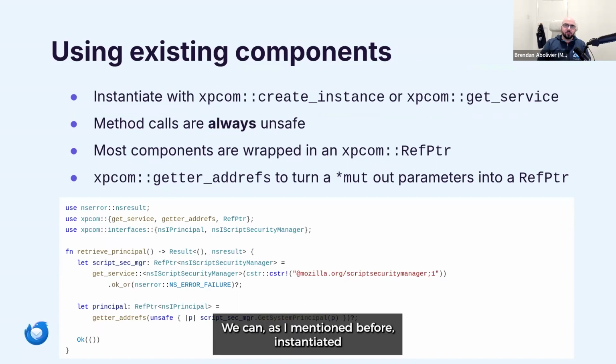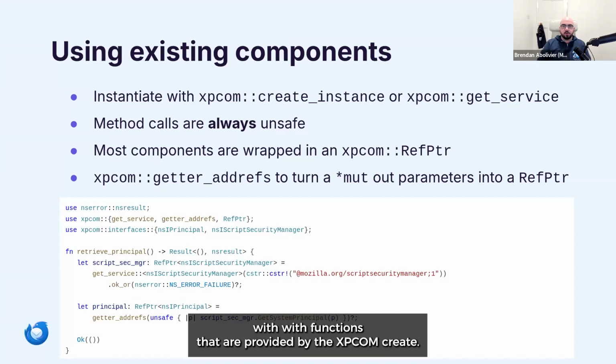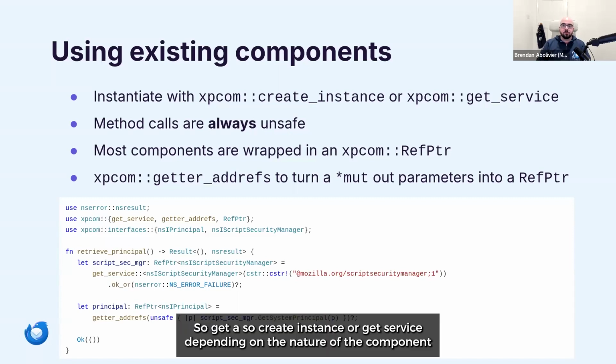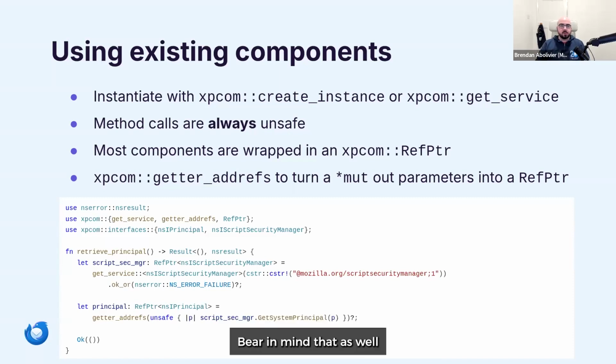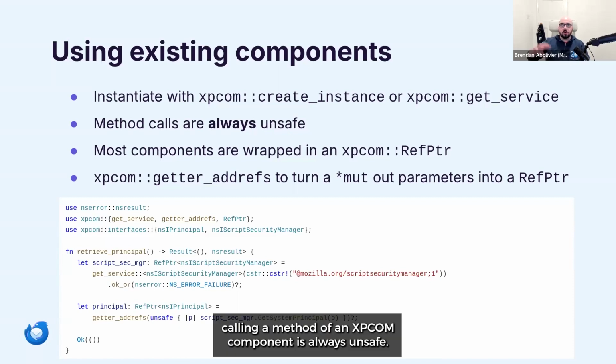When we want to use existing components, that's a tiny bit simpler. We can, as I mentioned before, instantiate it with functions that are provided by the XPCom crate. So create instance or get service, depending on the nature of the component that you need. Bear in mind that calling a method of an XPCom component is always unsafe.